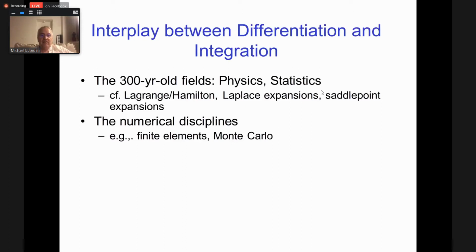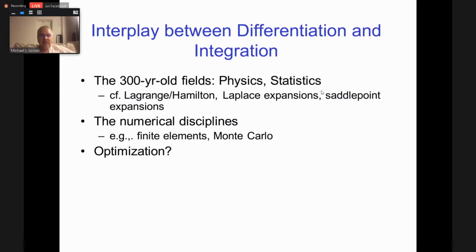Statistics has lots of integrals, certainly in the Bayesian field, but not only, and Laplace expansions and saddle point expansions and so on, but also has lots of derivatives: M estimators and maximum likelihood are based on derivatives. The numerical disciplines, finite element analysis, is a variational field that also has lots of partial differential equations. Monte Carlo blends these two sides of the coin as well. So I could go on, but those are some of the disciplines that I've learned enough about to appreciate the interplay between these ways of thinking.